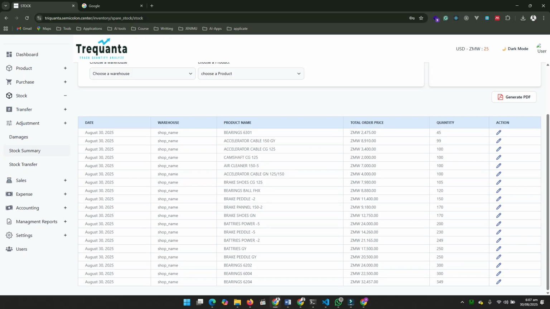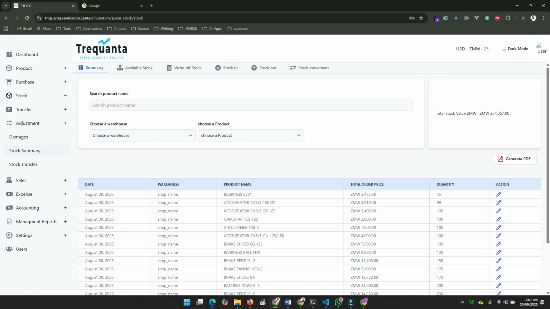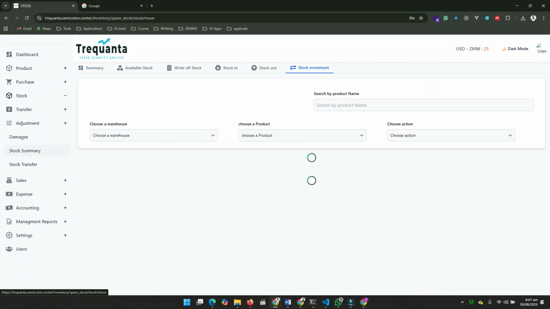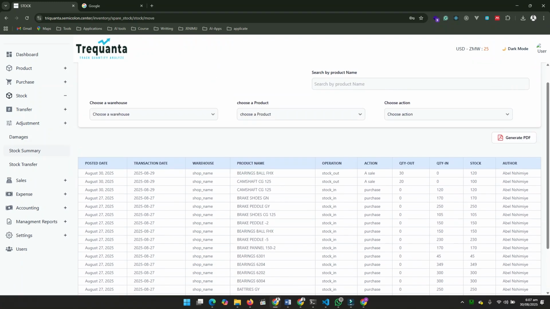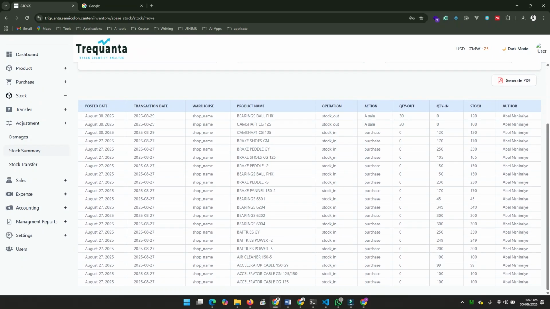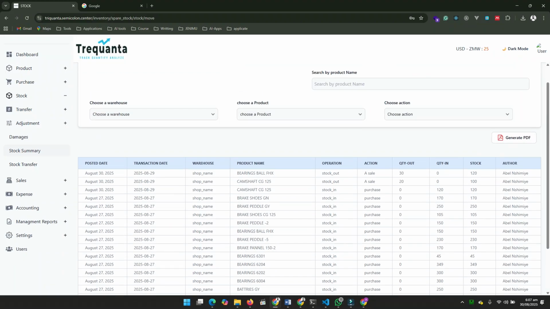And if you really want to see how everything has changed, here you have to check the stock movement. The stock movement will track all operations which are happening under a stock, and it will also give you the author, someone who did this. For now, we have made a sale of those two products. The first one was this one, and we made a stock out of 20 and 30, and now the remaining was 100, and here the remaining was 30.